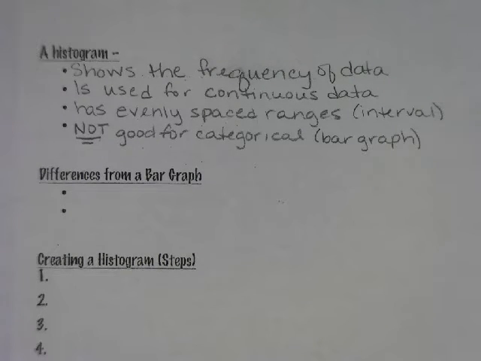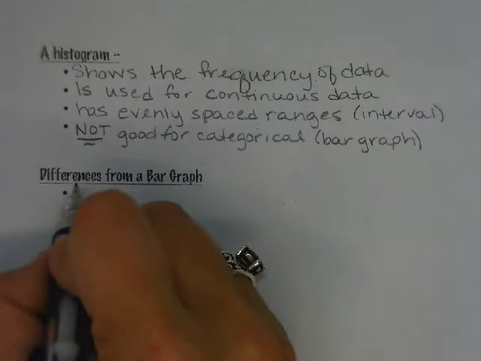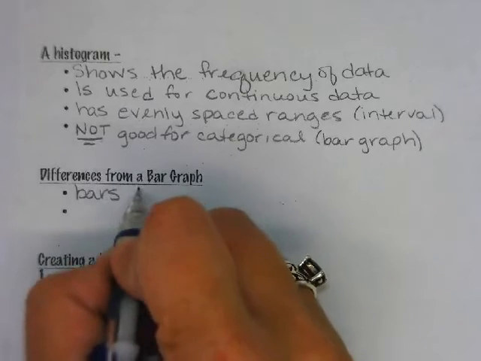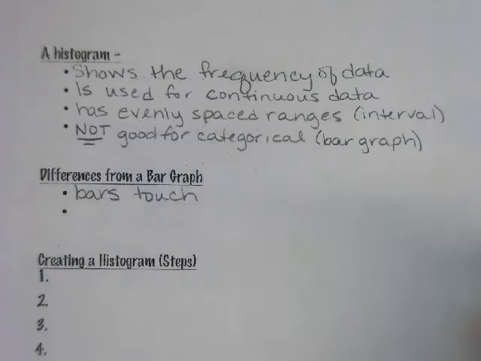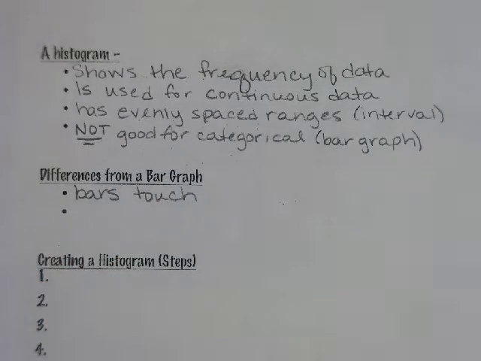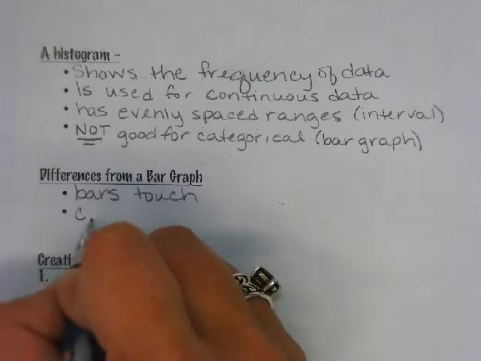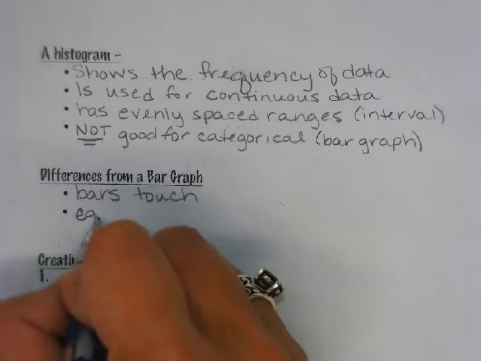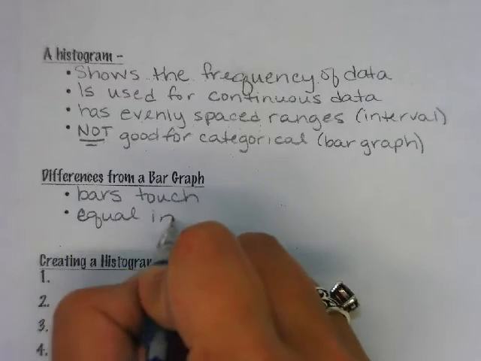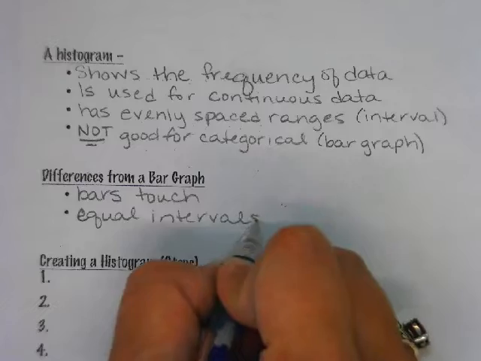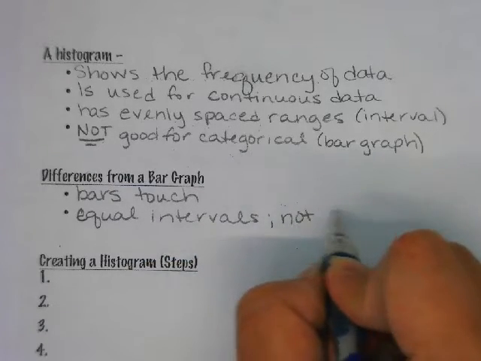The next bullet says, how is a histogram different from a bar graph? And Luke said earlier, the bars touch, right? On a bar graph, there's spaces. On a histogram, the bars are going to touch. Okay, and we have equal intervals, not categories.